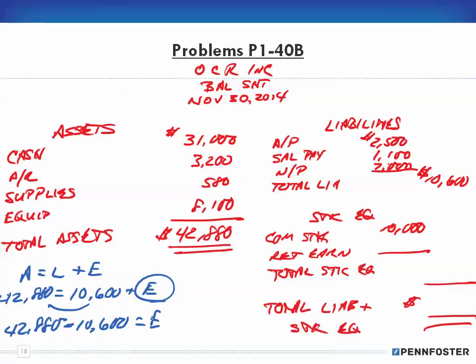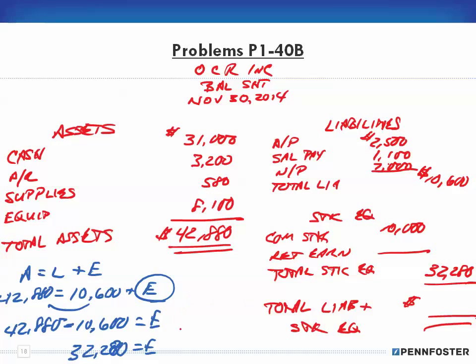And that will give me 42,800, whoops, 42,800 minus 10,600. That means my equity is going to be $32,200 of equity. I'm sorry, $32,280 of equity. Okay, so that's going to be my total stockholders' equity right here, 32,280. And if my common stock is 10,000, right?